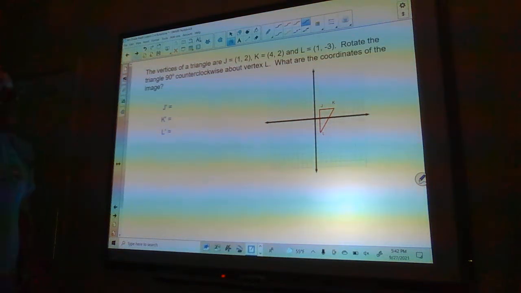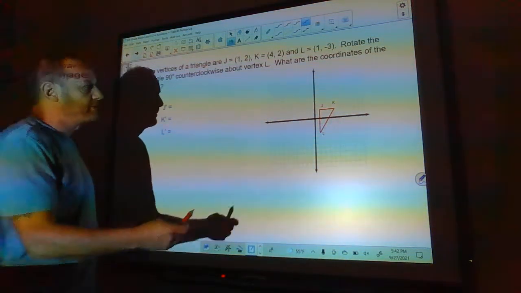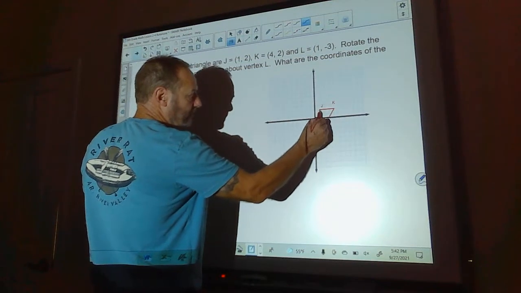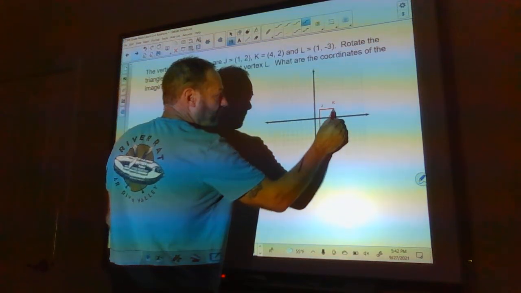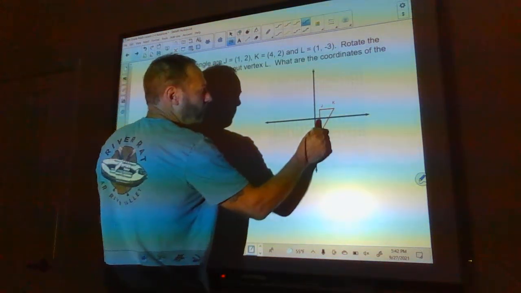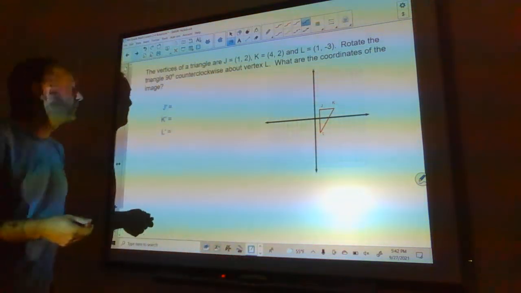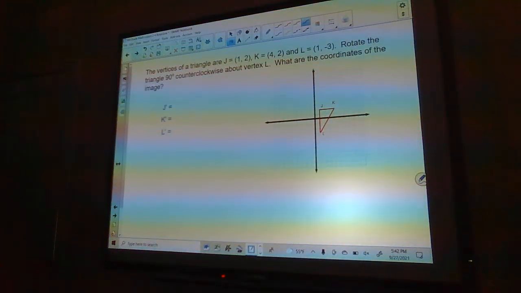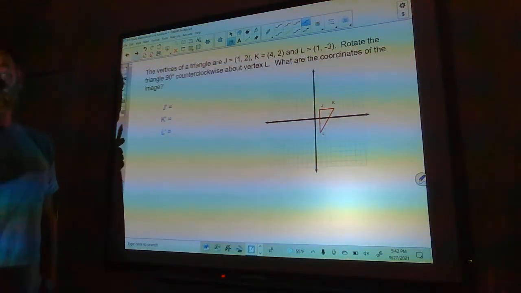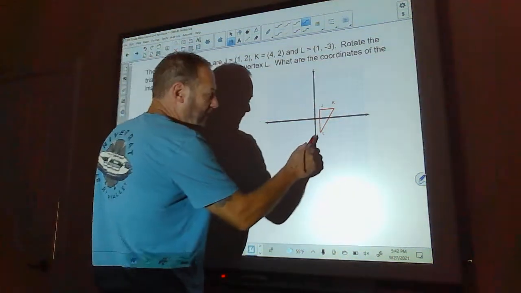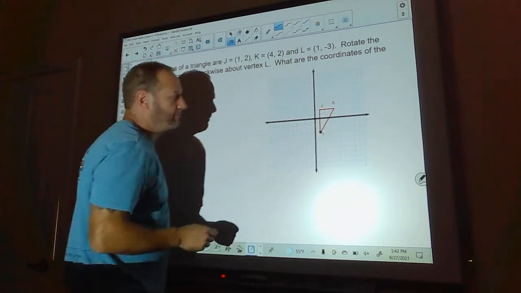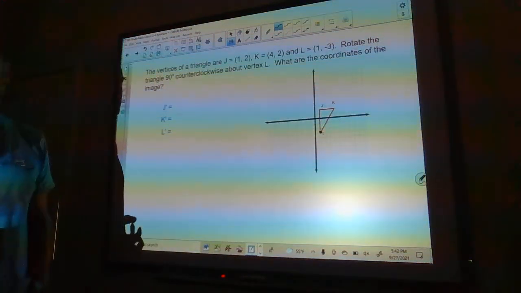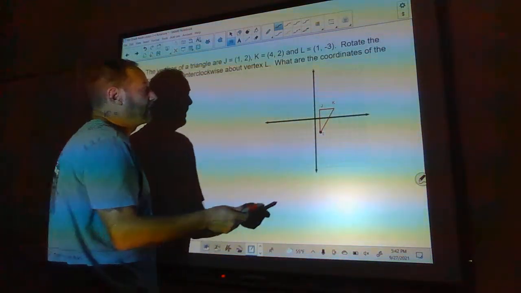The vertices of a triangle are J equals 1, 2. So if we look here, J is 1, 2. K is 4, 2, 1, 2, 3, 4, up 2. And L is at 1, negative 3. So we want to rotate the triangle 90 degrees counterclockwise around the vertex L. Now this is a tricky one. Here's my center of rotation right there. Before it was the origin. Most of the time they have you do the origin. But this one is around L.